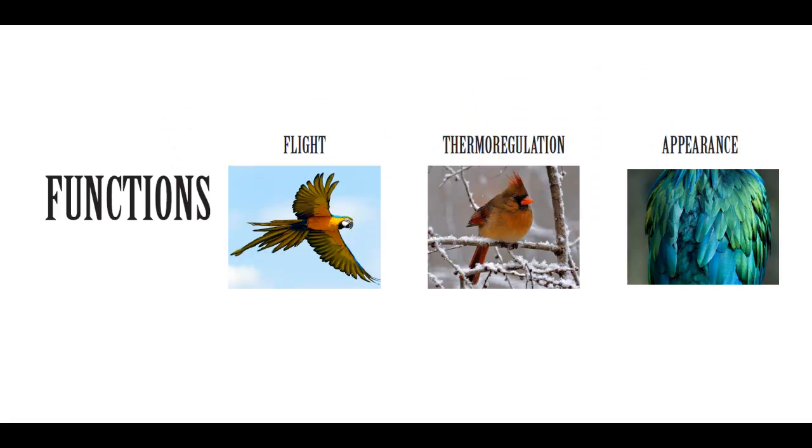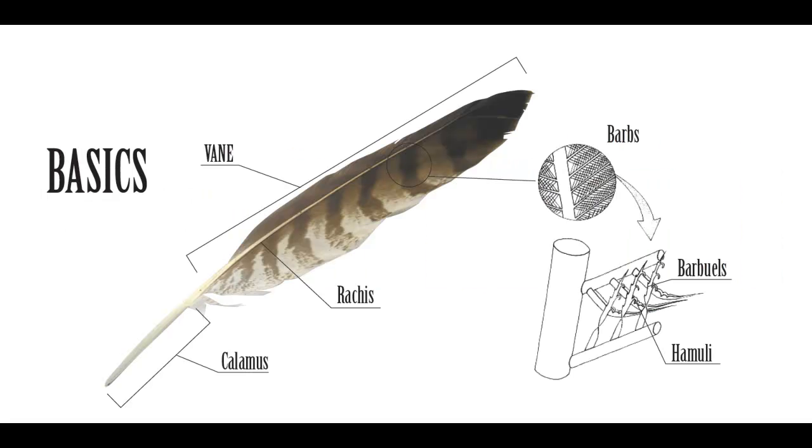Feathers have three main functions: flight, thermoregulation, and appearance. A feather is made of three parts: the calamus or quill, the rachis, and the vane. The vane, however, is made up of hundreds of barbs, barbules, and tiny hooklets called hamuli. These hooklets act like Velcro and, when engaged, strengthen the feather for flight.